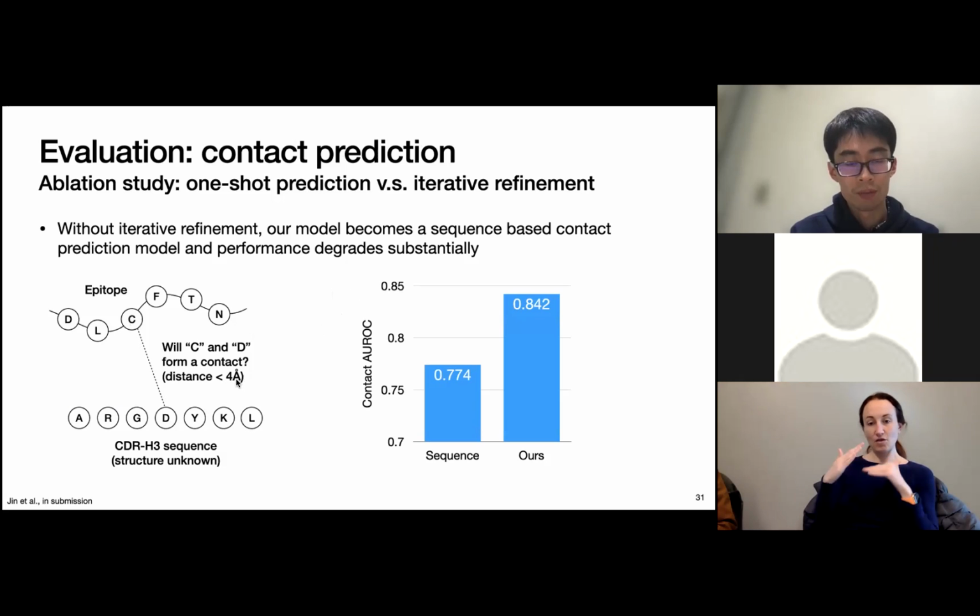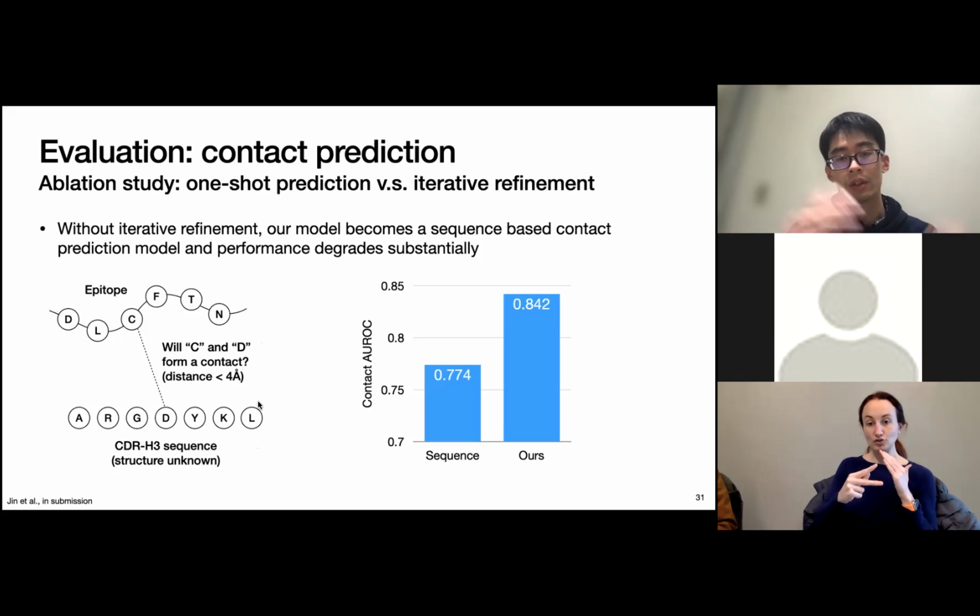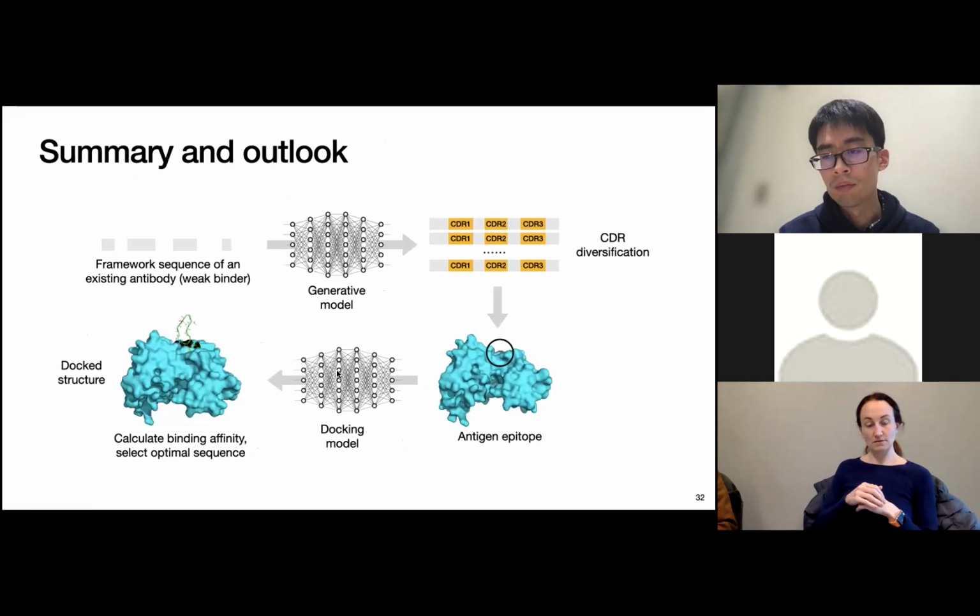Here we use 4 angstrom, and basically you have some pairs forming a contact, which is positive, and some that don't, which is negative. We see if we apply this iterative refinement or not, just doing this initial distance prediction, what's the contact accuracy. You can see that this iterative refinement actually improves the contact prediction accuracy a lot in terms of AUC. So this is a summary of today's talk.